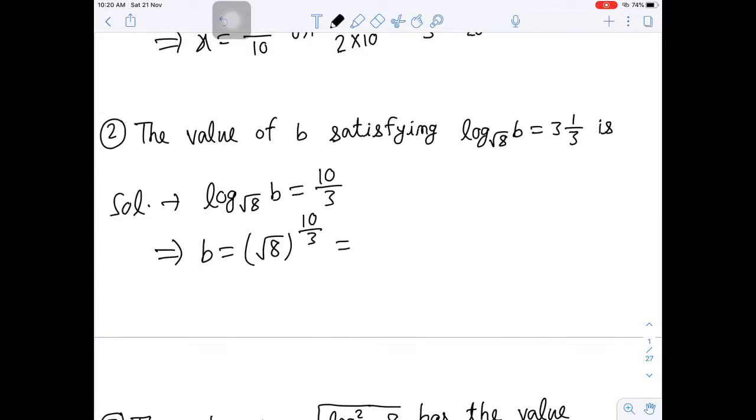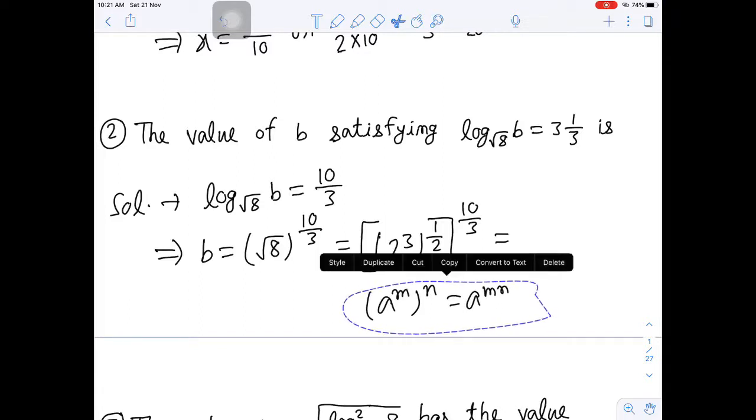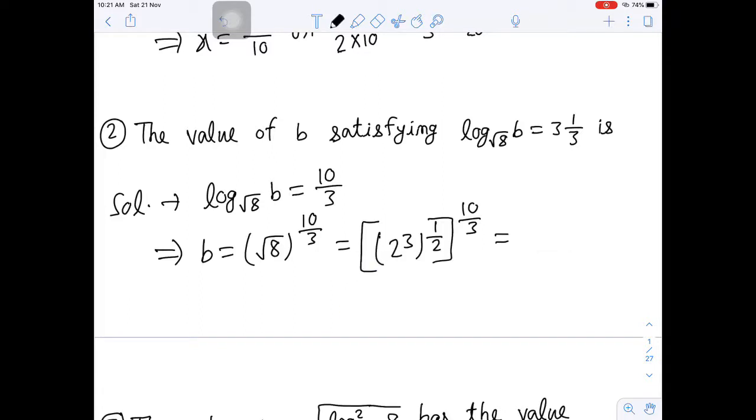Root 8, whenever you have square root means power is 1 by 2. Okay, and 8 is nothing but 2 cube. So (2 cube) raised to power 1 by 2, raised to power 10 by 3. So when you simplify, you know the laws of exponent, (a to power m) raised to power n equal to a to power mn. So we will multiply this power, it will become 2 power 3 into 1 by 2, that is 3 by 2, raised to power 10 by 3.